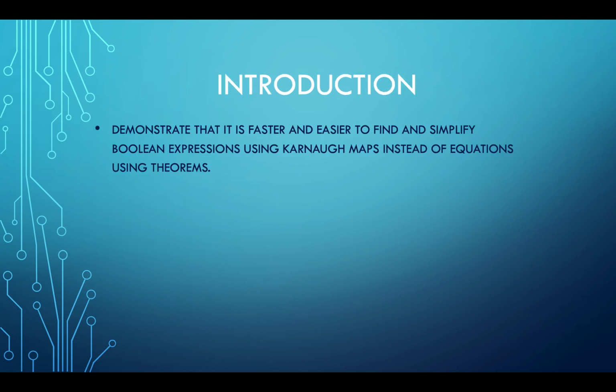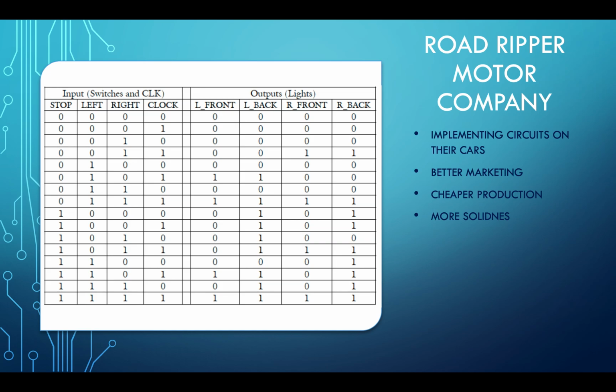In this lab, we are going to demonstrate that it is faster and easier to find and simplify Boolean expressions using Karnaugh maps instead of equations using theorems. For this lab, we are working with a company called Road Riper Motor Company.